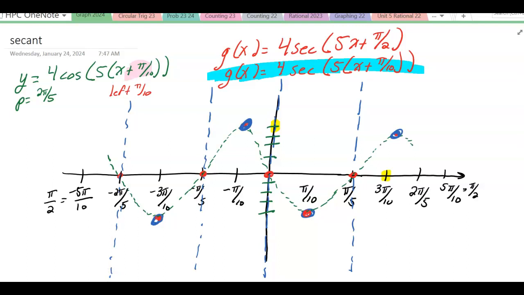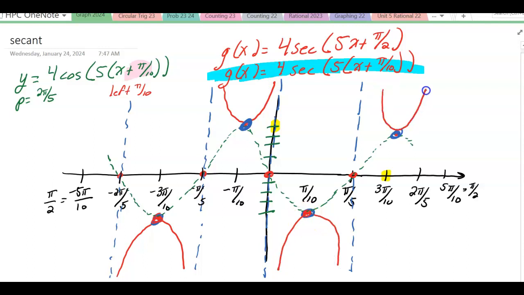And then in between are U-shaped. So I'm going to draw this graph here. And what I just drew here in red is g of x.